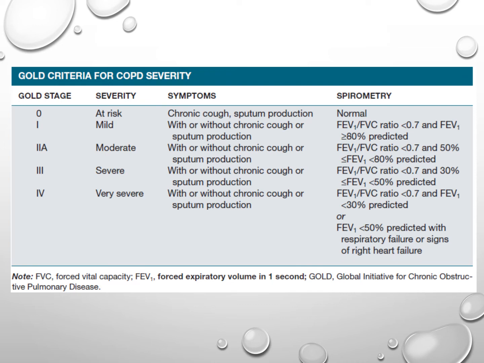Severe stage means with or without chronic cough or sputum production, and it's important that FEV1 is more than 30% and less than 50%. And in very severe cases, we have a ratio also less than 0.7 and FEV1 less than 30%.